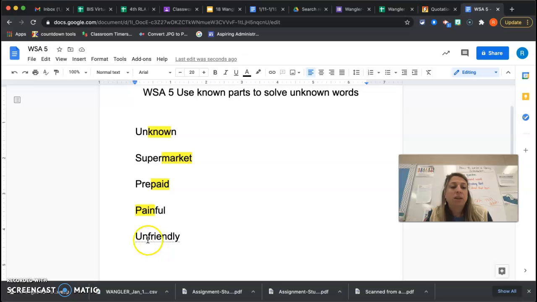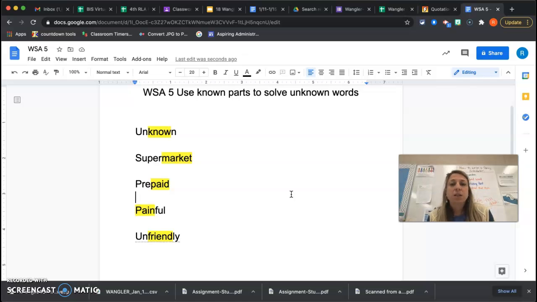And then I have the word unfriendly. And we know that the root word in here is friend. So I know that part, I know what a friend is, and un means like not. So like not friendly, ly meaning the action of the friend. So unfriendly would be like not a very nice person.